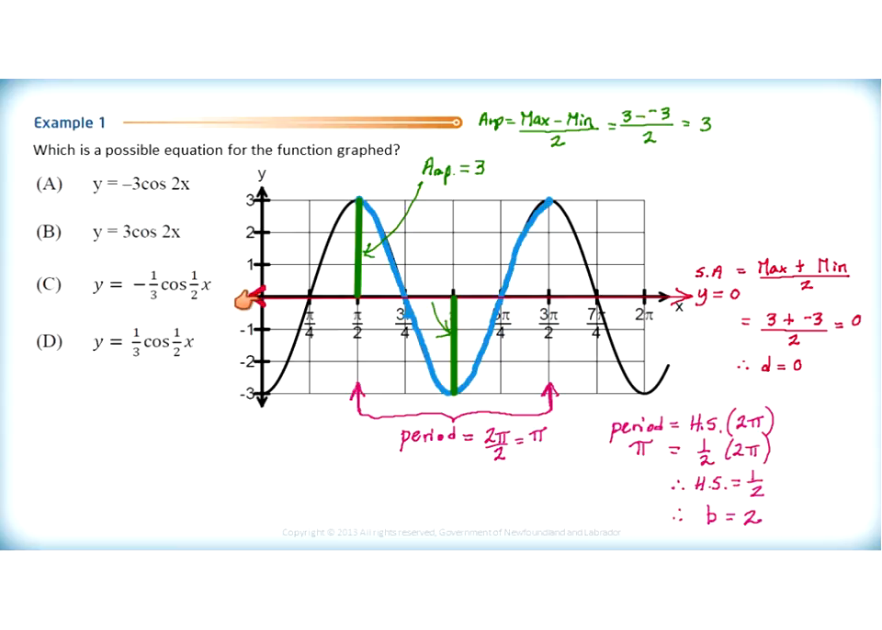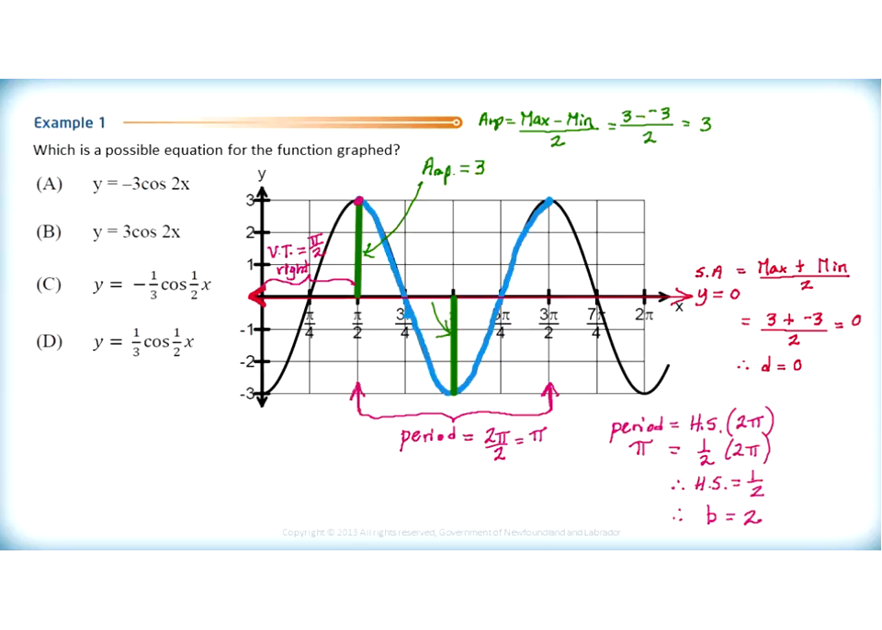This point here that we're beginning with is located at pi over 2 and 3. So you can see that this distance right here between 0 and pi over 2 tells us that we have a horizontal translation equal to pi over 2 units to the right.